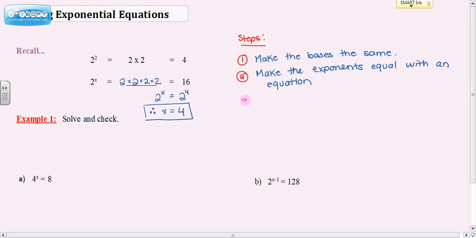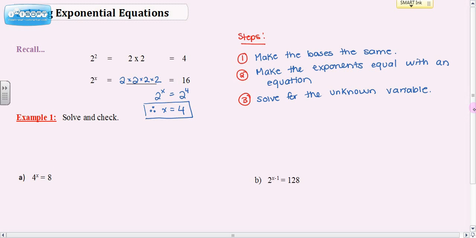And then the third step is to solve for the unknown. Okay? So the unknown variable. So let's go through 2 examples and apply these steps.